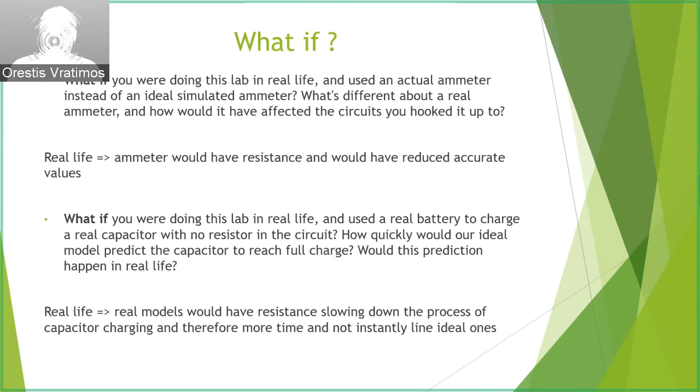So what if we were doing the lab in real life and using an actual ammeter? What would be the differences? The difference is that the ammeter would have resistance, and therefore we would have reduced accurate values. So our numbers would be different. And if we did the lab in real life and used a real battery to charge the capacitor, the model would be pretty different, because in real life the real models would have resistance, slowing down the process of the capacitor charging, and therefore it would take more time to charge, in contrast with an ideal project where they will be instantly charged and discharged.